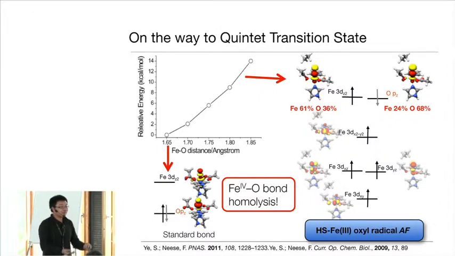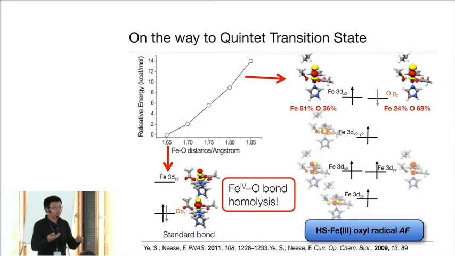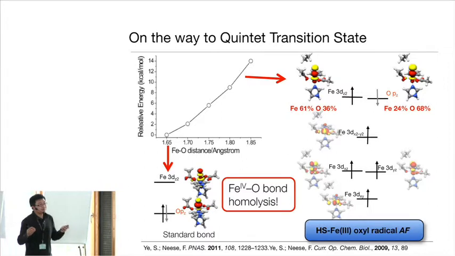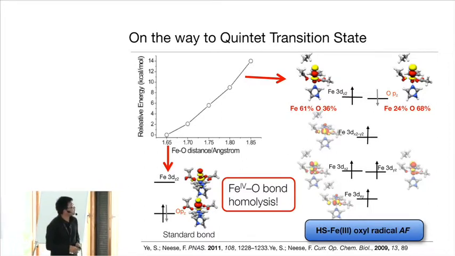No one can tell you that you get iron(III) or iron(I) or a water radical or something like that. But this is the case here. This bond is very covalent. That is what we talk about.